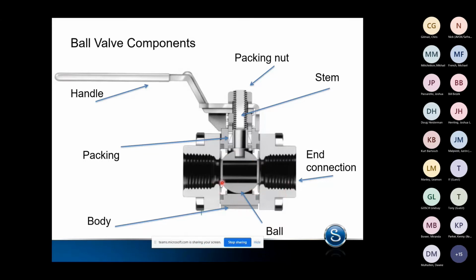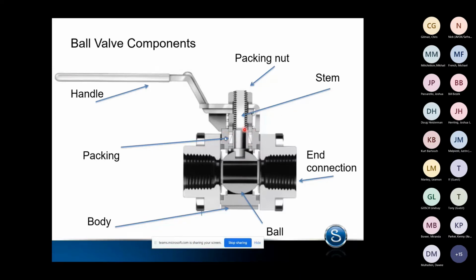You have the end connections. In this case, they're end flanges. They are separately machined from the body. Those are two discrete components. You have the stem, and you have the packing nut. So the stem interfaces with the ball. That's what allows the handle to actually be able to turn this ball. And the packing nut is what's going to apply pressure to the top of the packing to maintain a seal between the inside and the outside, the process media and the atmosphere.